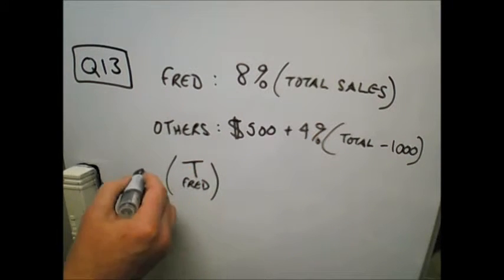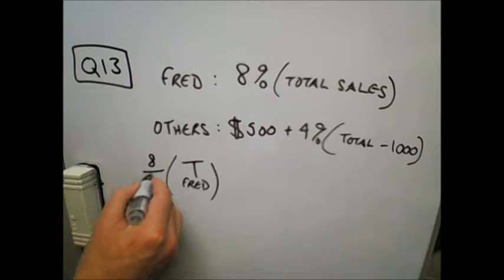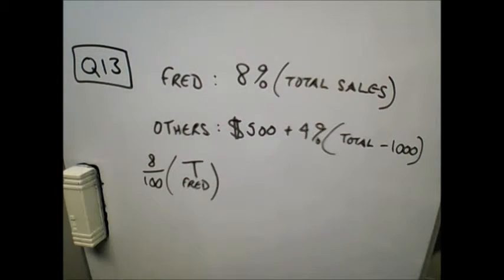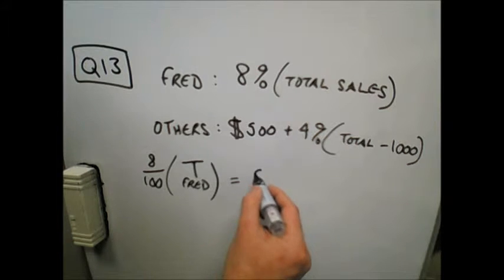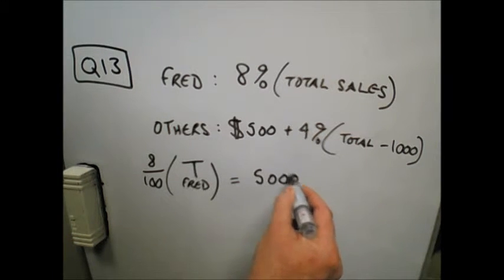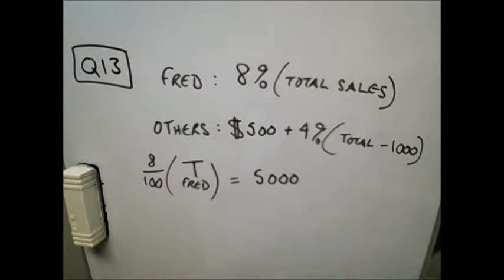Now, T-Fred is a logical variable. 8% in terms of math is 8 over 100. I always work with fractions unless it's impossible, simply because I have no calculator and fractions are easy to manipulate. Fred earns $5,000. Okay, congratulations, Fred.